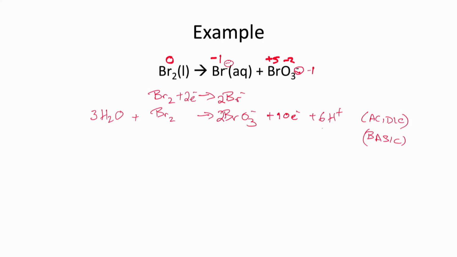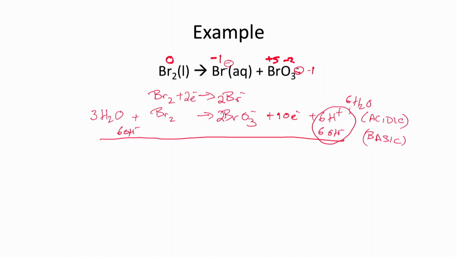Because if the solution is basic, I can't have H plus ions lying around, but I can have hydroxide ions lying around. So I need to increase the amount of OH minus, and the way that I do that is by forming water. H plus and OH minus make H2O when they combine. So since I have 6 H plus ions here, I can add 6 OH minus here and 6 OH minus here. When I add this up, 6 H plus and 6 OH minus together give me 6 H2O. It's interesting because on this side I have 3 H2Os and on this side I have 6 H2Os, so I can cancel some of them out.